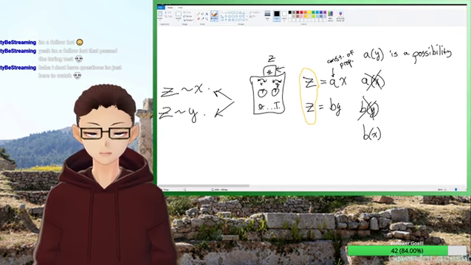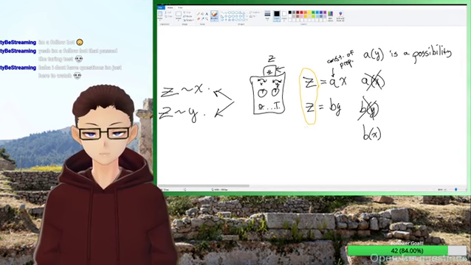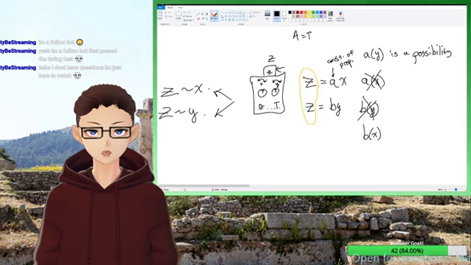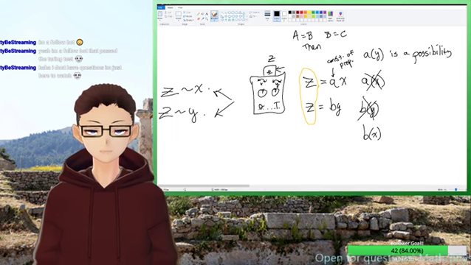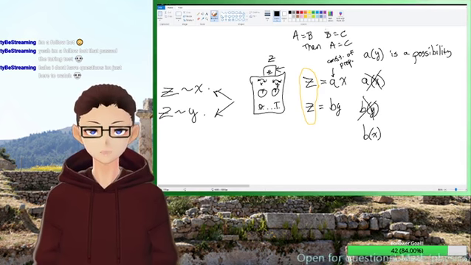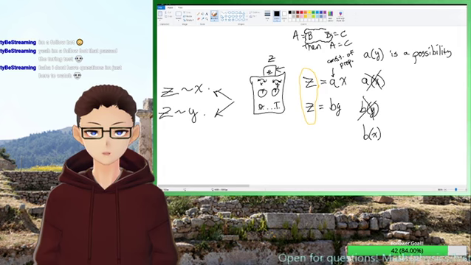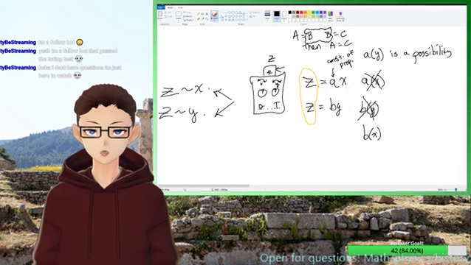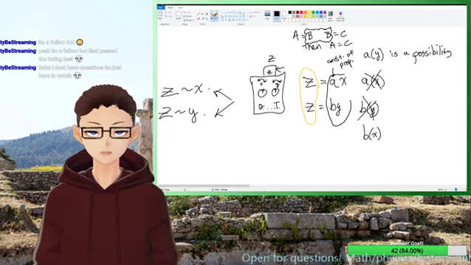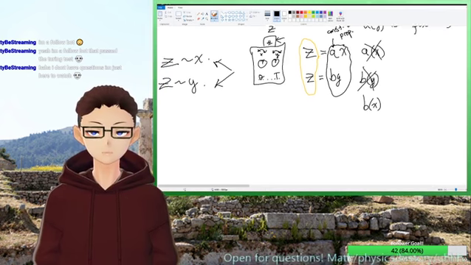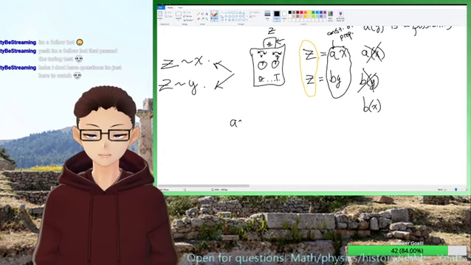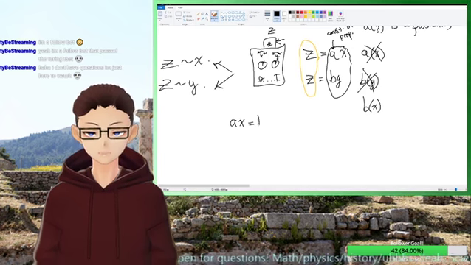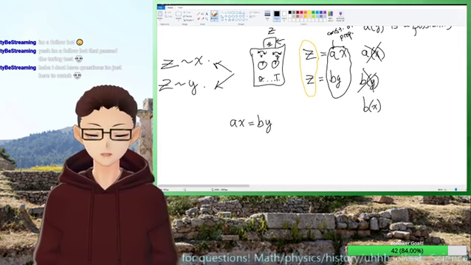So we could use the transitive property of logic. If a equals b and b equals c, then a equals c, because you just have a link right here. We can take these two pieces and set them equal to each other. So we could say that a times x equals b times y.